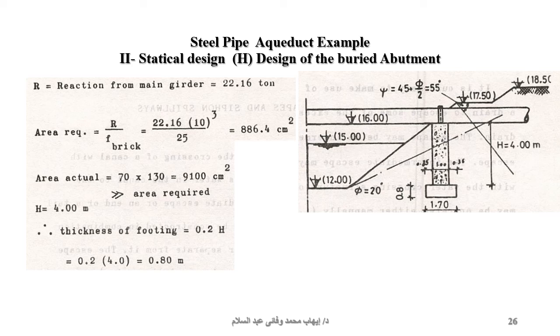For abutment design of the buried abutment, in the first, we have a reaction 22.16 ton. Area required equals R over F bearing. Area actual 70 multiply 130. It's bigger than area required. That's safe. H equals 4 meter. Thickness of footing 0.2 H equals 0.8 meter.